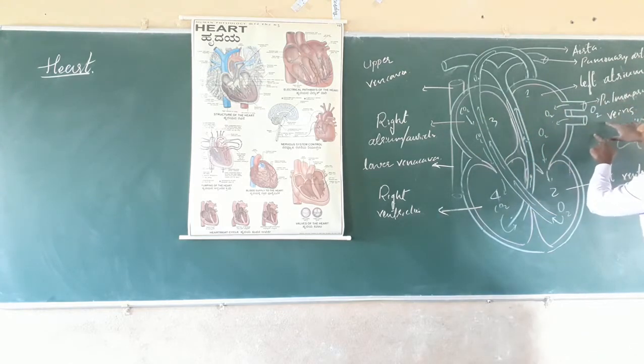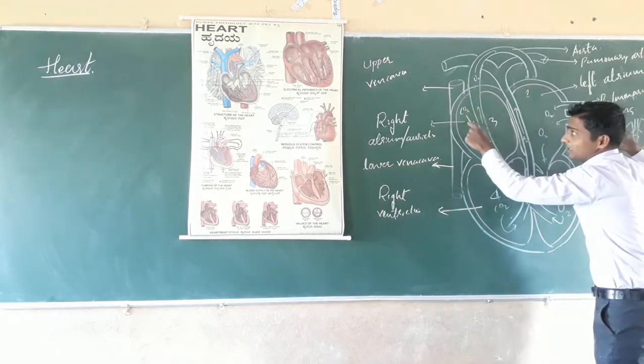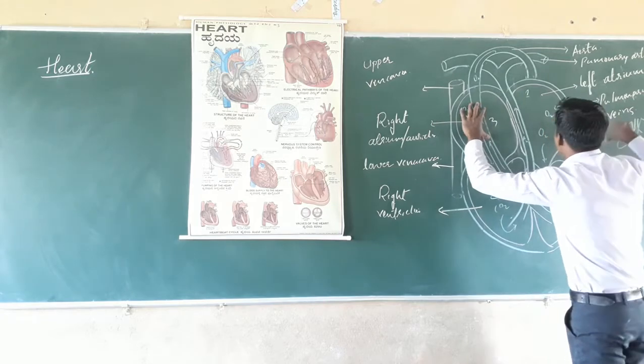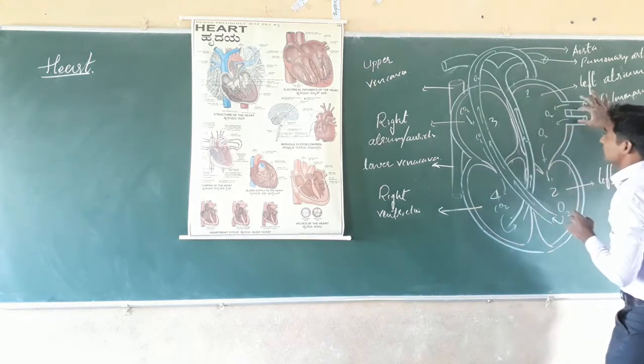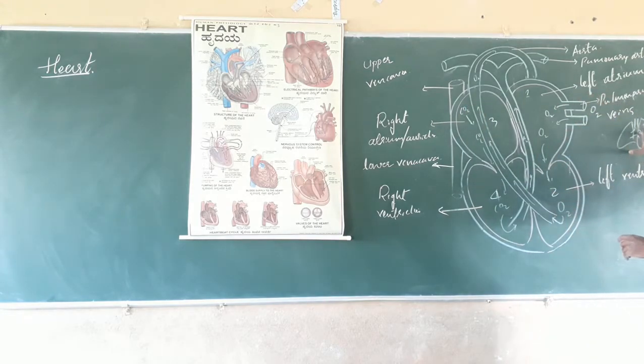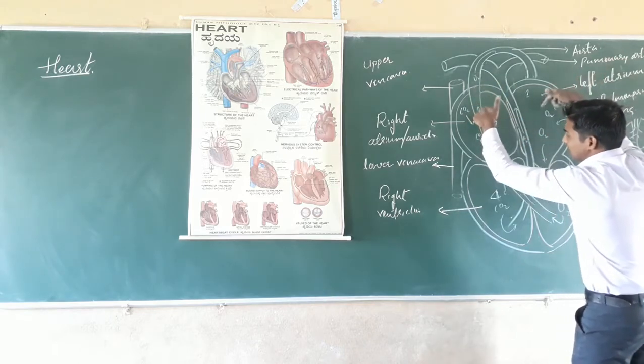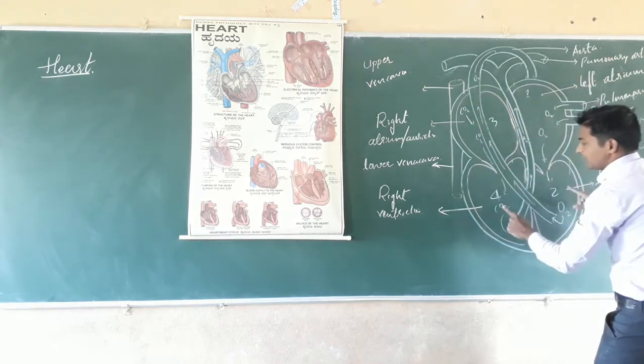the blood from the body, that is the carbon dioxide blood or the deoxygenated blood, enters the right atrium, and at the same time the oxygenated blood which gets purified in the lungs enters the left atrium. Then when it contracts, there is no other outlet, so it will enter the ventricular region.